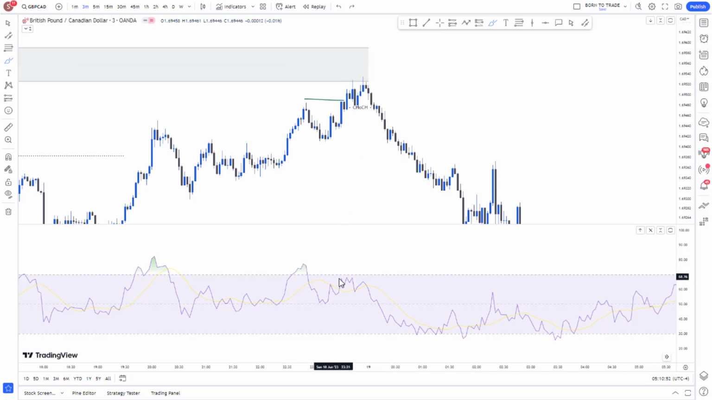What can you actually see? The RSI failed to print a high over here. I hope you can clearly see what is happening there. You can clearly see that the RSI failed to form a high.